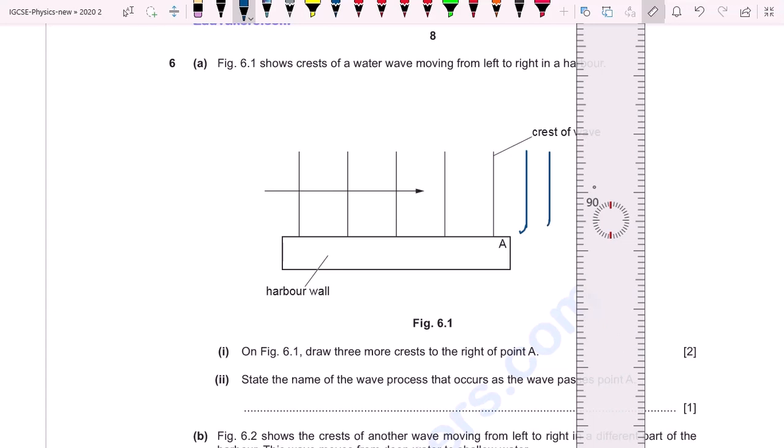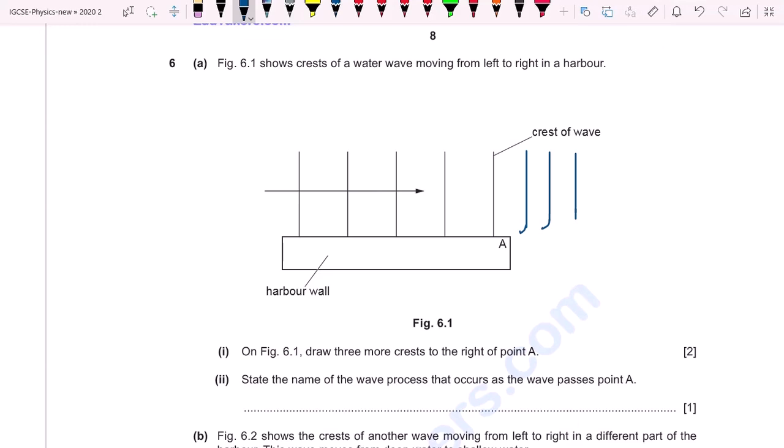We are asked to draw 3 crests. That's why I draw the 3 crests here. So this will also be curved at this end, just like this. So these are the 3 crests after the wave passes through the point A.